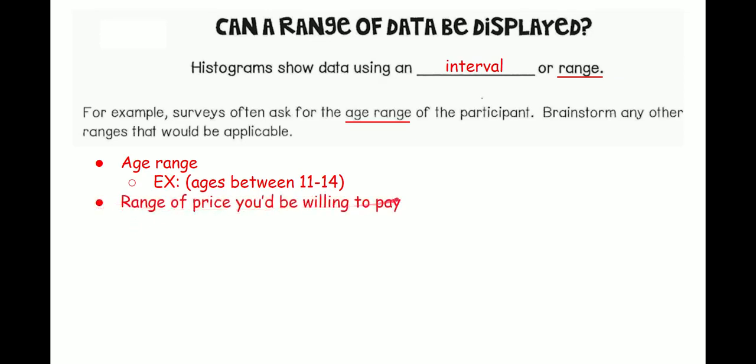You can also have a range of price you'd be willing to pay. So some people have different prices they'd be willing to pay. Some people may say, oh, that t-shirt I'll spend between $10 and $15, but I'm not going to spend more than that. Or a range of sizes you would buy. So for example, some people can wear pants that are between 28 and 30.